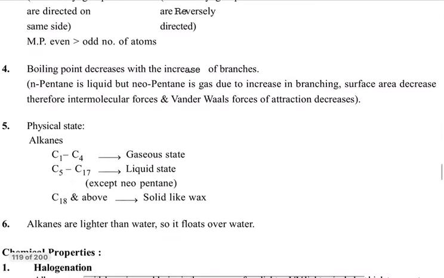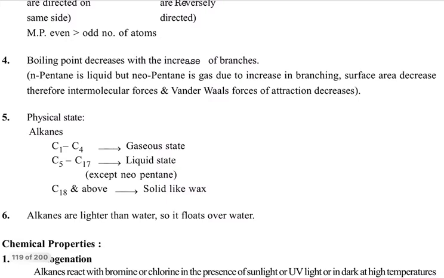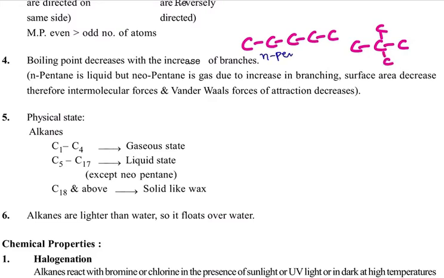Next, boiling point decreases with the increase of branches. The reason, I will give one example. This one is n-pentane and this one is neopentane. N-pentane has a higher boiling point than neopentane.